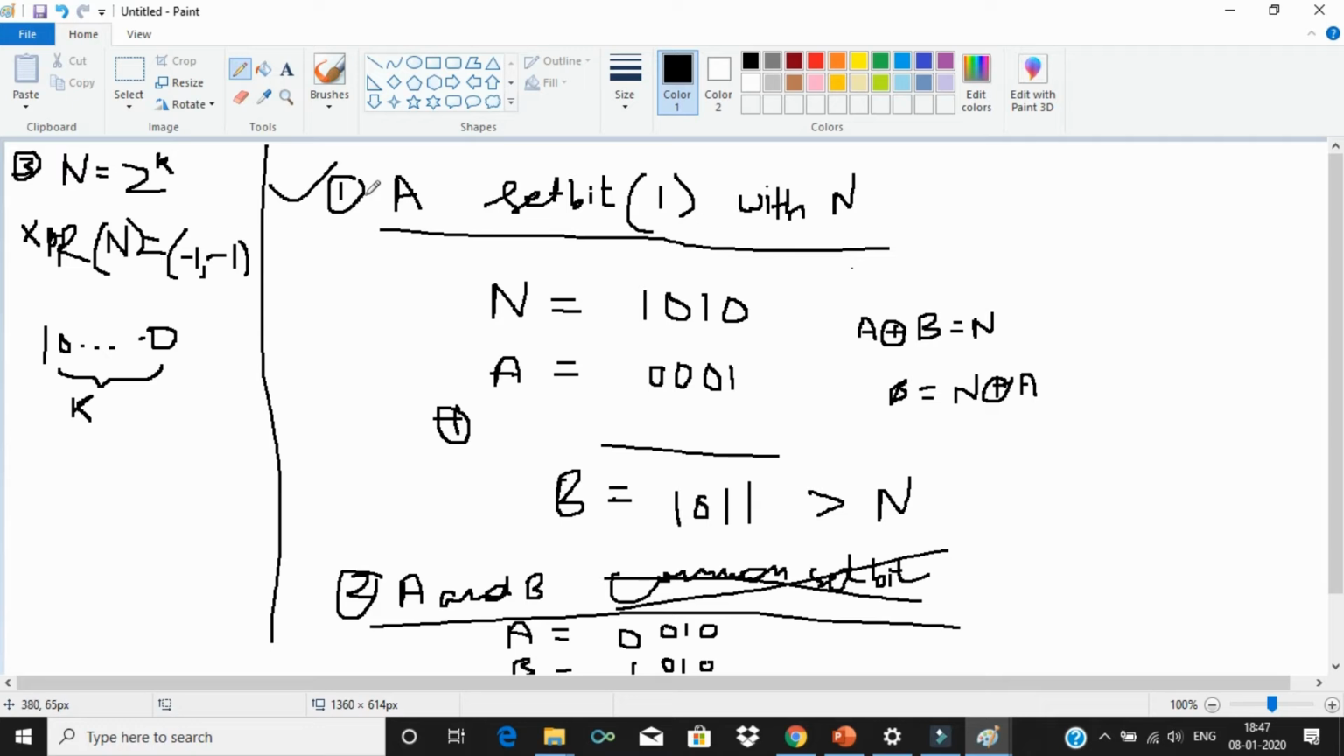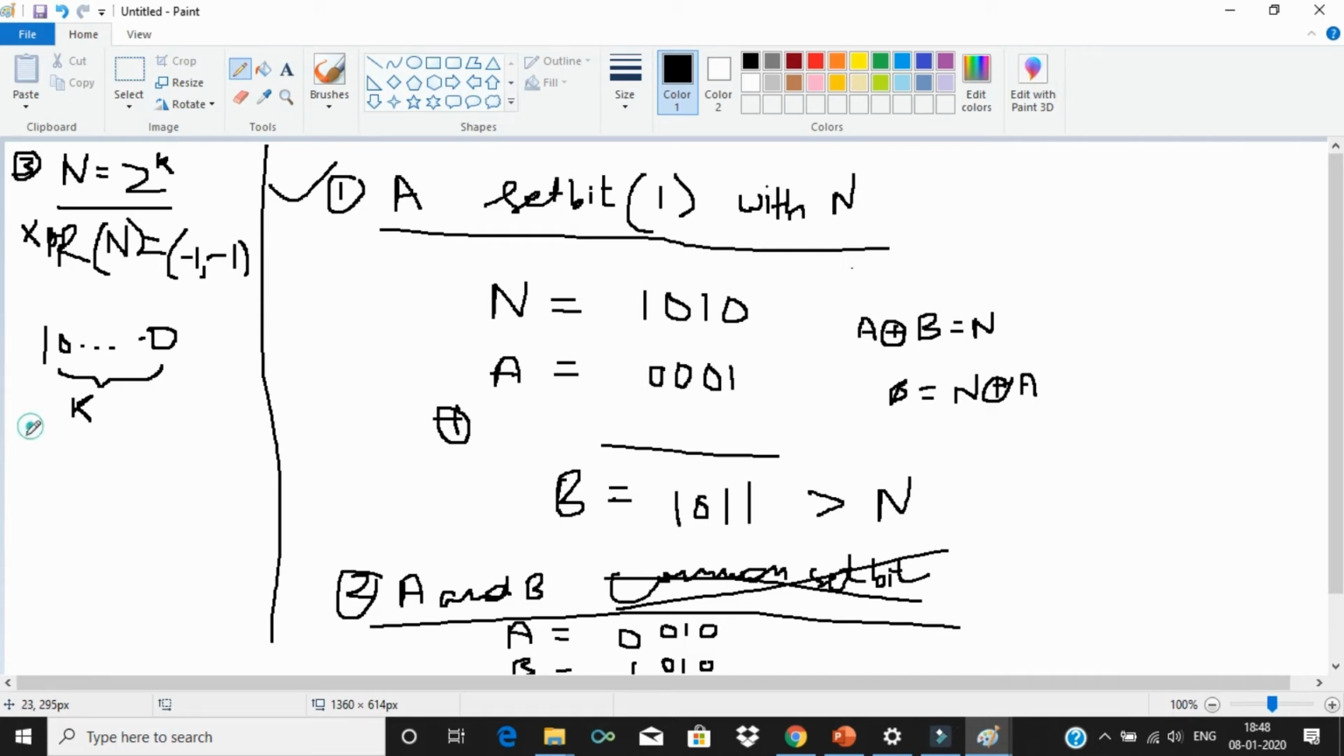we say that according to property 1, A should have a common set bit with N. As we have seen, this property is for sure, because if there is no common set bit, then the B value is going to be greater than the value of N. Otherwise, the other possibility is that the value of A can be 0, which is again not possible because the values of A and B lie in the range of 1 to N. So this is the third property that is of significance: for any N in 2 raised power k form, the XOR pair representation is -1 -1 for both A and B.